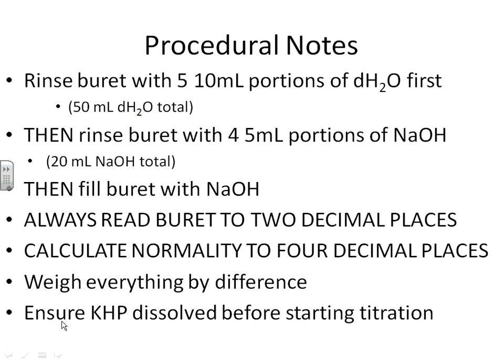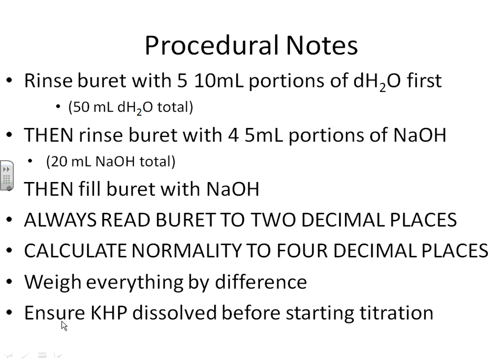A note about reading the burette: you always need to read it to 2 decimal places. It gives you to the 10th of a milliliter. You need to estimate to the 100th of a milliliter. Again, going back to that idea of sig figs and uncertainty in measurements, you need to estimate to the first place that you cannot see.